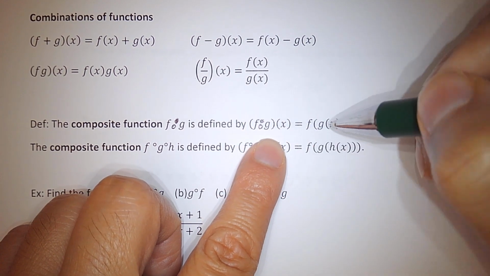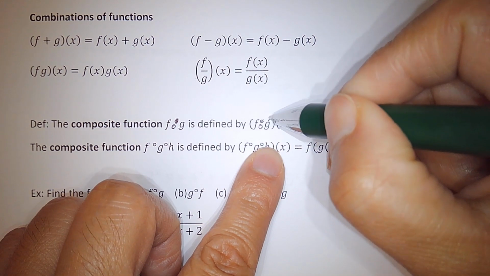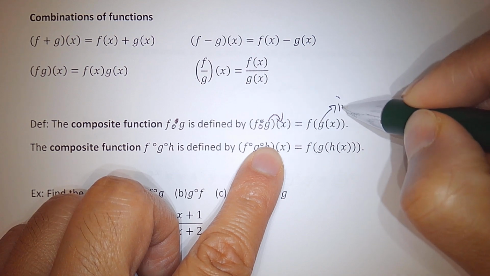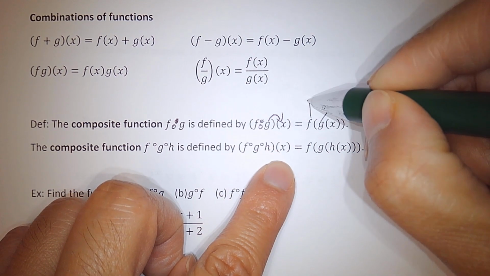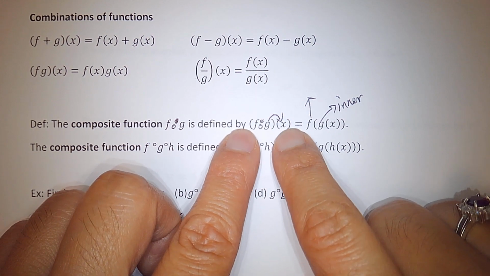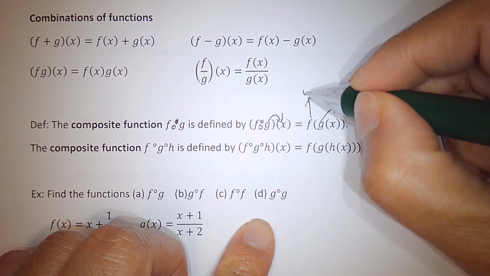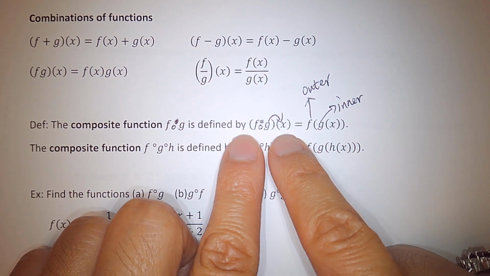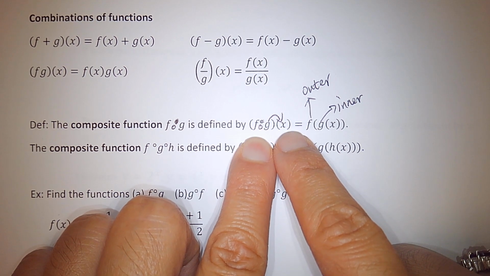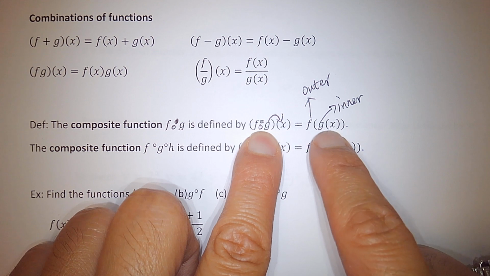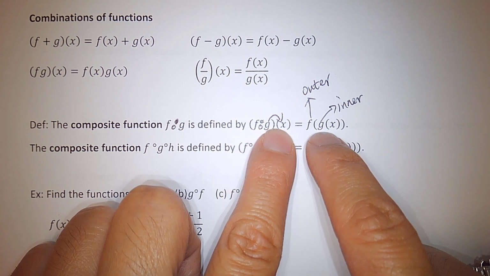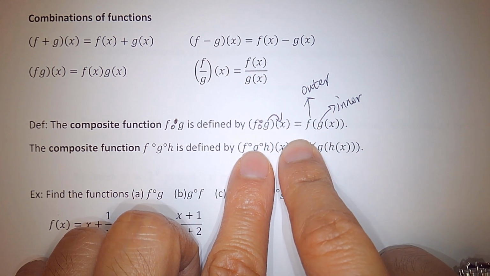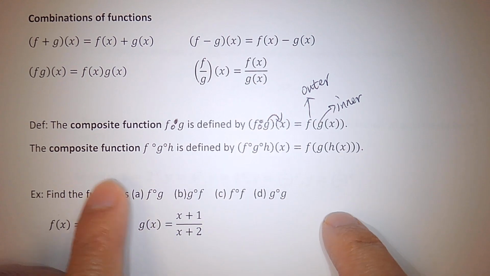f of g of x. Because g is closer to x. So we call g of x the inner function. And f is further away from the variable x, so we call it the outer function. The name doesn't matter, okay? But when we have a composite of functions, we always deal with the function which is closer to x. So we do g of x first, and then we consider f of the g of x.